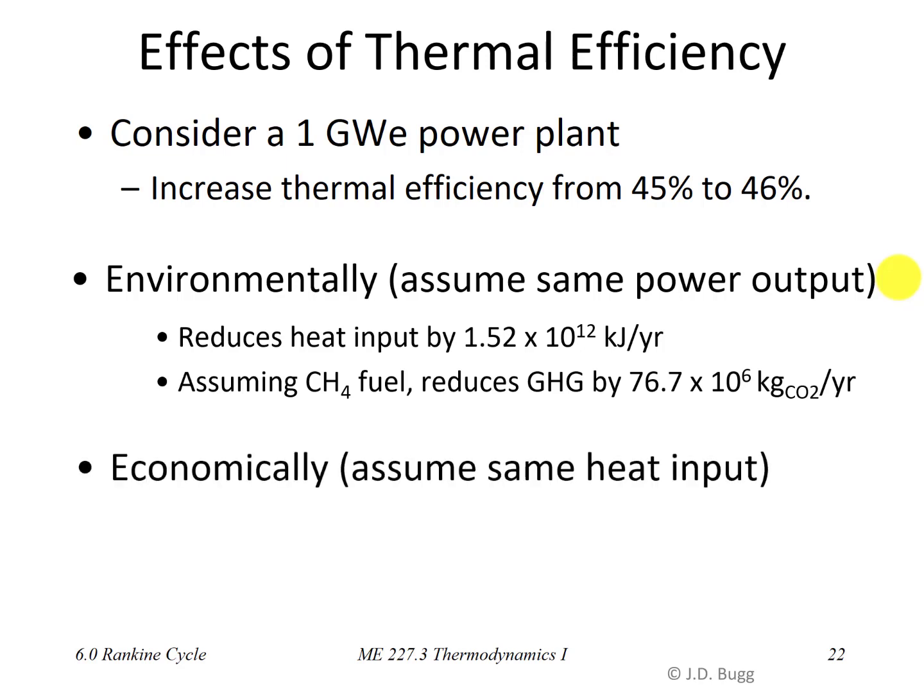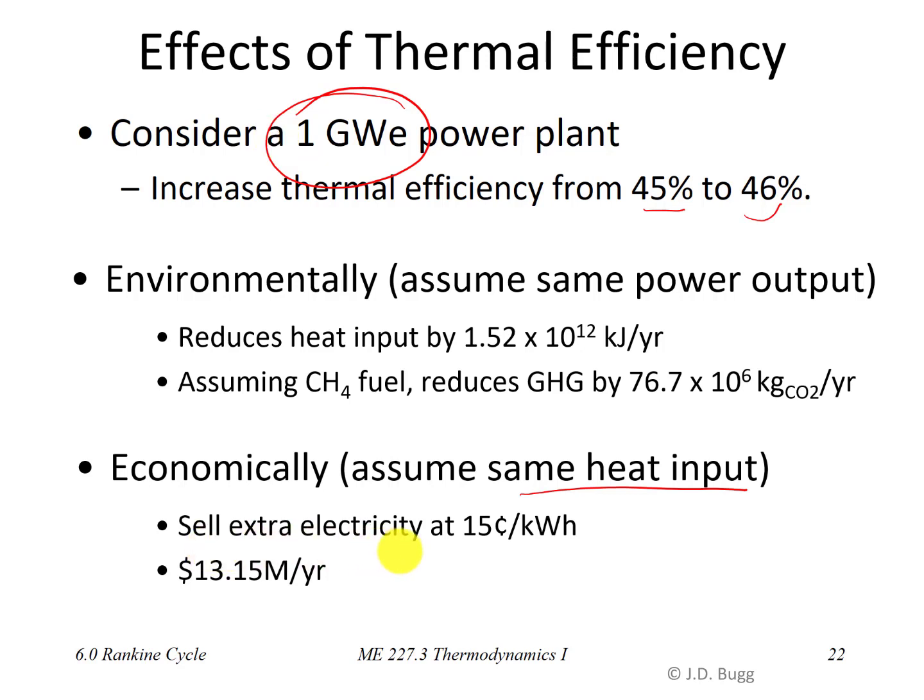Now another way to look at this is economically. So let's say that we just keep the heat input the same. So we're burning the same amount of fuel, whatever that happens to be. So QH is constant, but this increase in efficiency allows us to increase the output of the plant, assuming that we can sell that, of course.